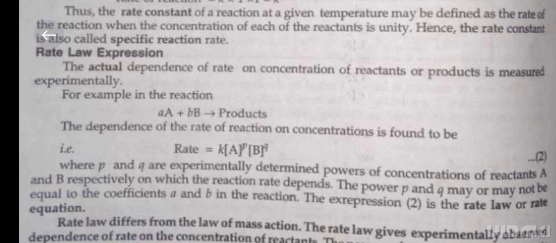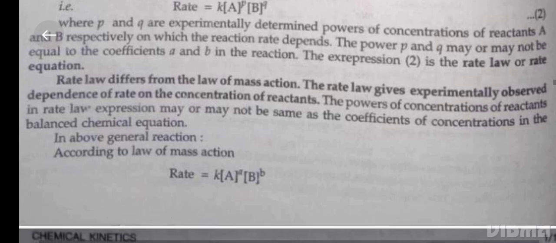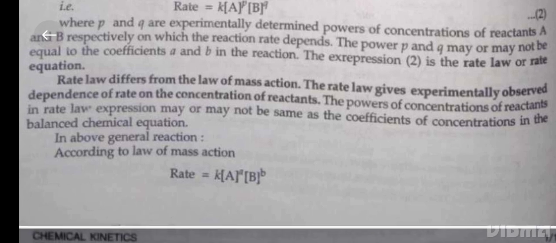Rate law expression. The actual dependence of rate on concentration of reactants or products is measured experimentally. For example, in the reaction aA plus bB gives products, the rate is K [A]^p [B]^q, where p and q are experimentally determined powers of concentration of reactants A and B respectively, on which the reaction rate depends.